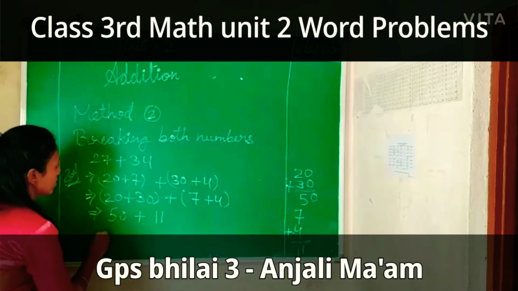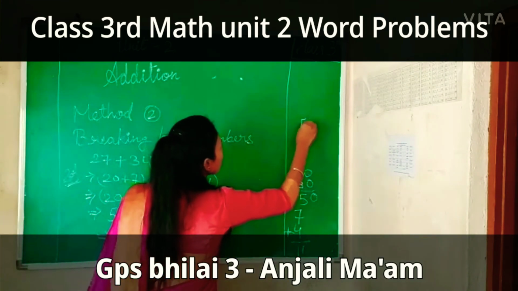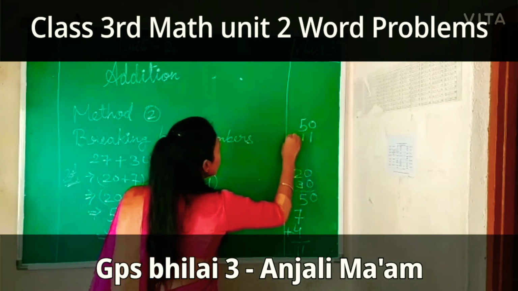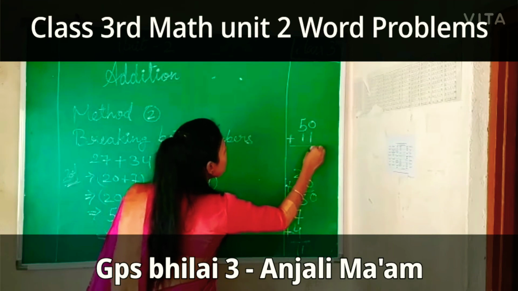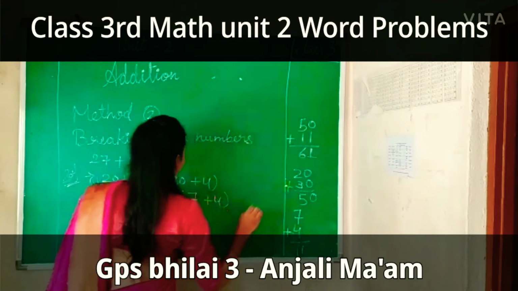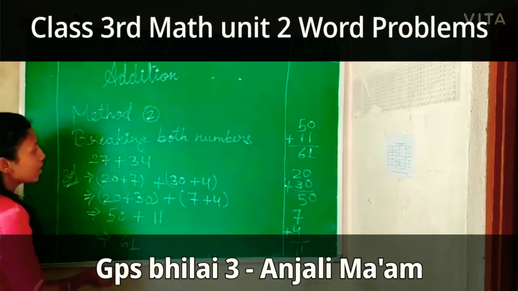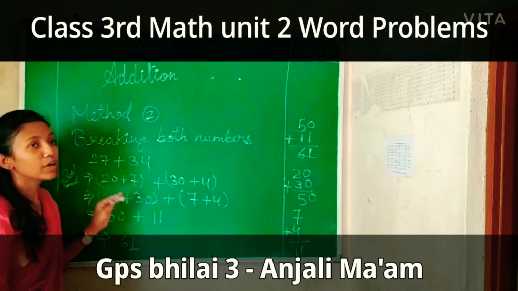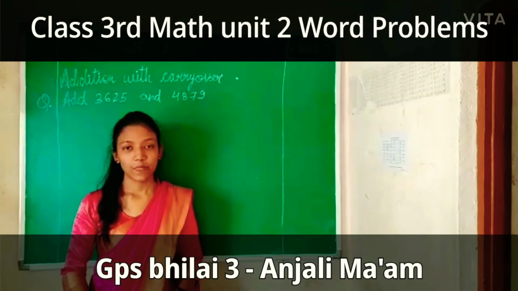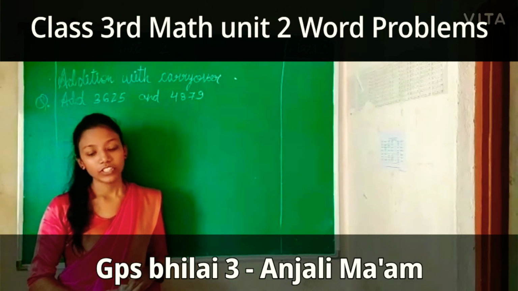Now add these two addends, we will get 50 plus 11. 0 plus 1, 1, and 5 plus 1, 6. So the sum of these two numbers is 61. Here we get the answer from method number 2, and we have learned different methods of addition.